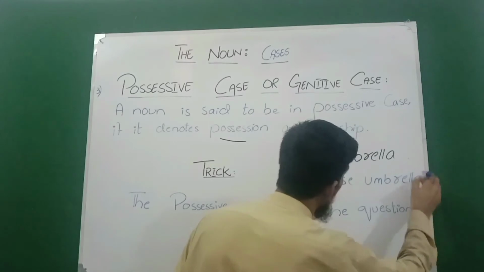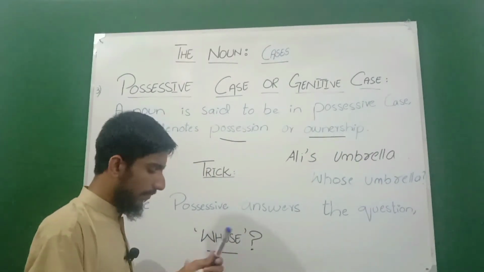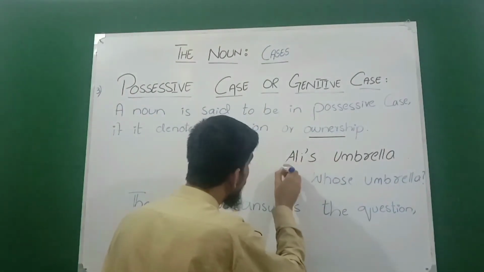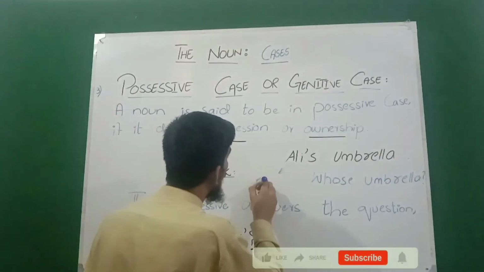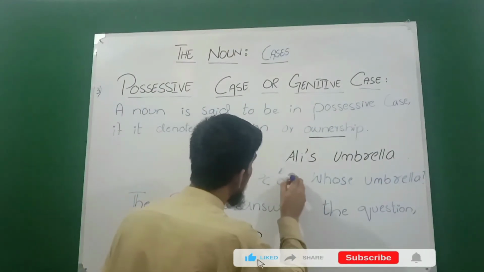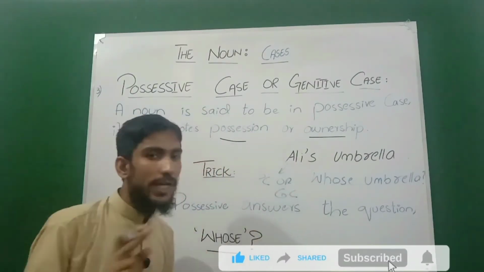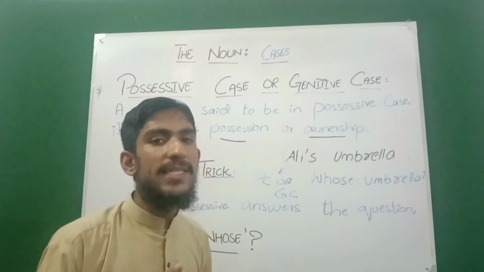Whose umbrella? So the answer is Ali's umbrella. So here Ali is a noun in Ali's, and it denotes ownership or possession. That's why Ali is here in the possessive case or in the genitive case. A noun is said to be in the possessive case or genitive case if it shows two things.